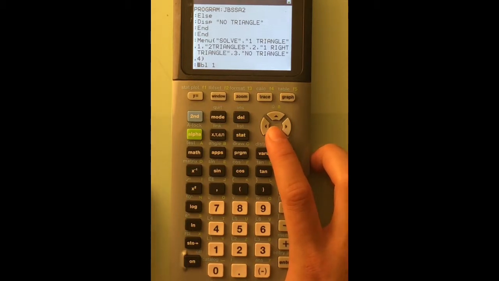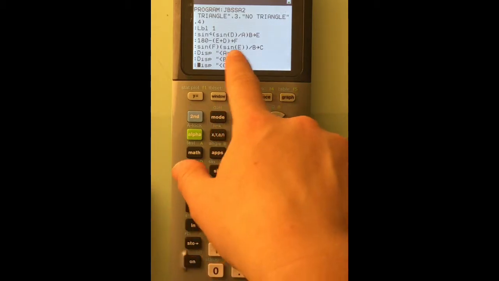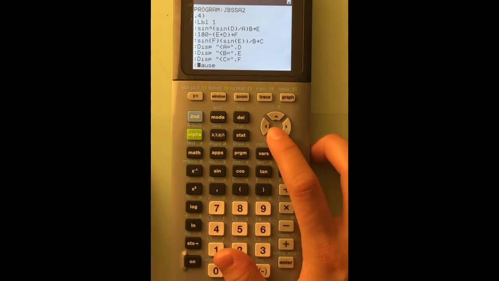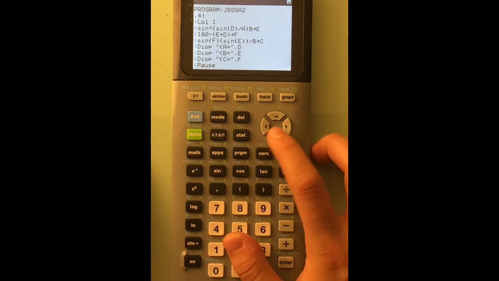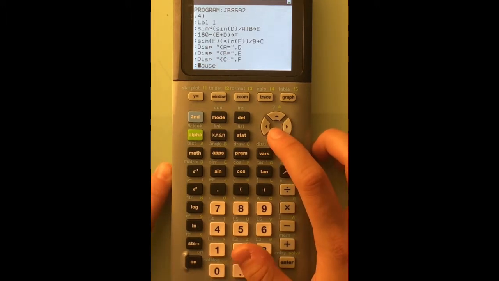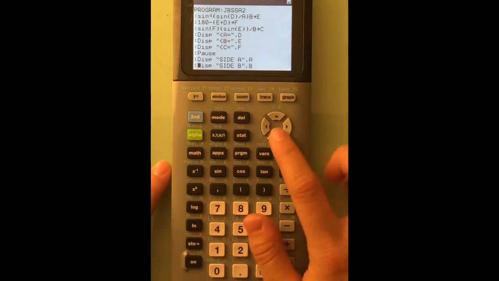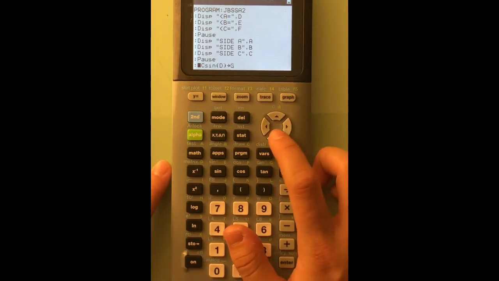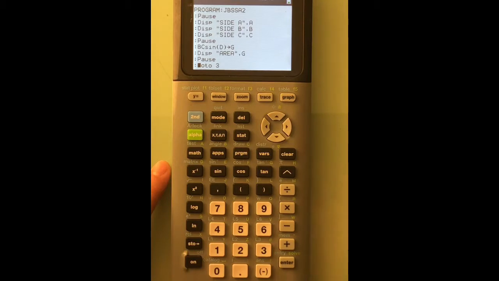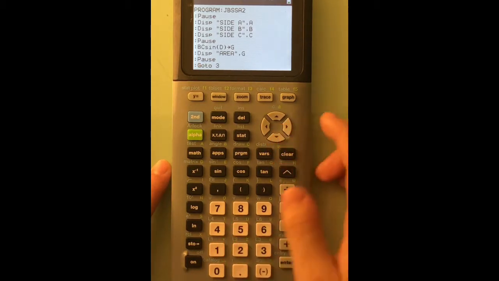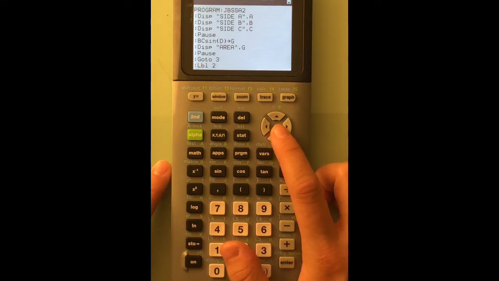Now for the first one, label 1, you're going to start with law of sines here, and use that to find the next angle in the triangle. And then once you have two angles, you can find the third angle. And then you're going to use law of sines again to find the final side of the triangle. So now you display all of that, pause, display the sides, pause, and now we're going to find the area. So we're going to BC and then sine of D and find the area, which will then display.